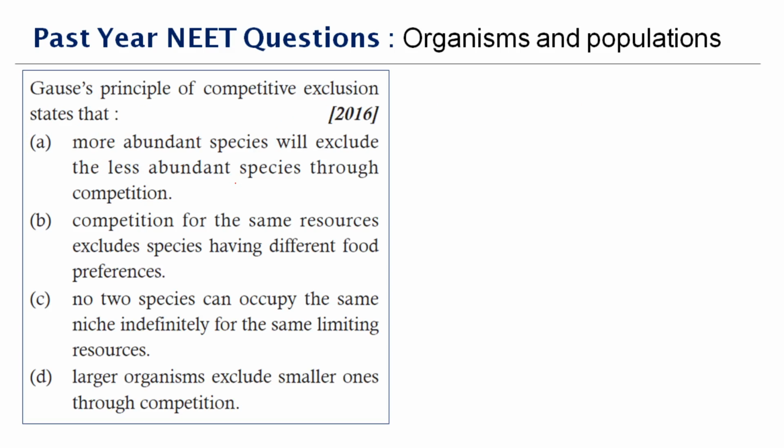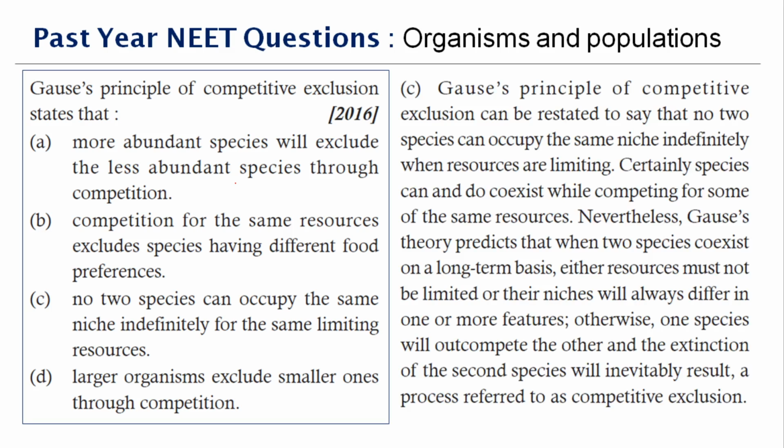Okay, next question here. Gause's principle of competitive exclusion states dash. What is this principle actually? I will tell you. It can be restated to say that no two species can occupy the same niche, that is the same habitat, indefinitely when resources are limiting. Yes, when you have two cats and only 1 cup of milk, what happens? It only becomes a fight. Either you have to share, but the animals will not be prone to share and eat.